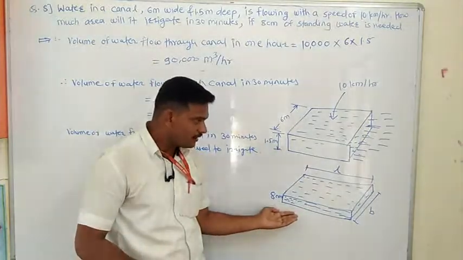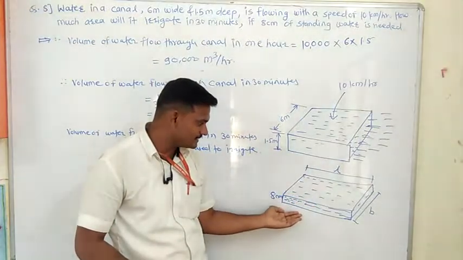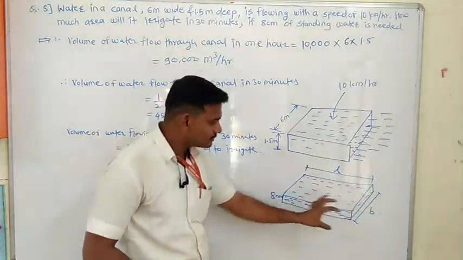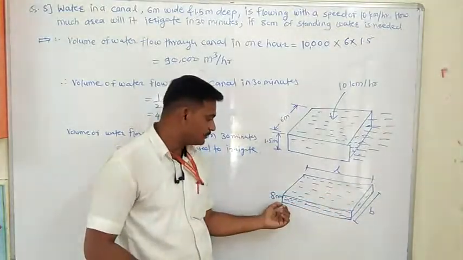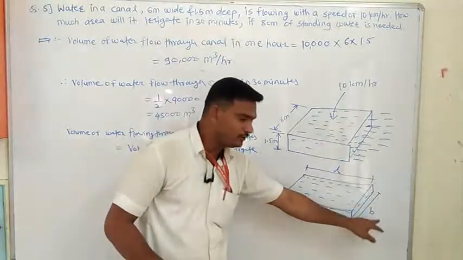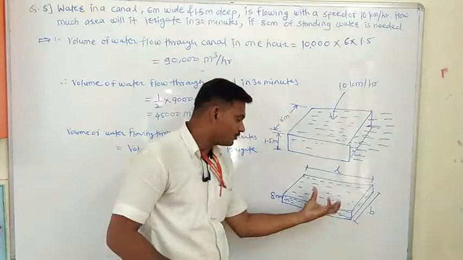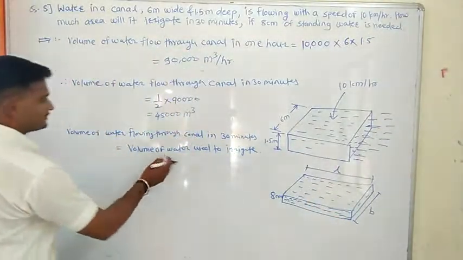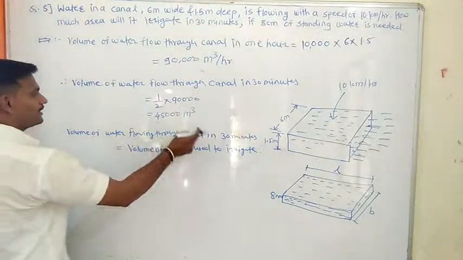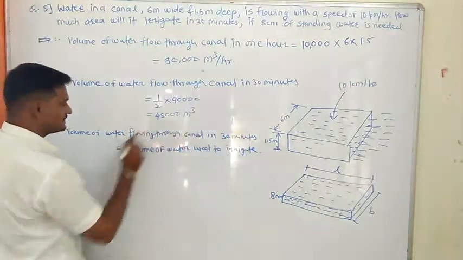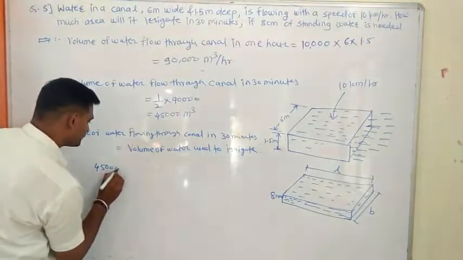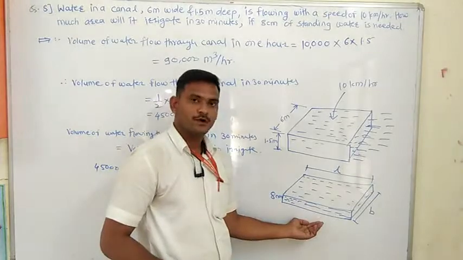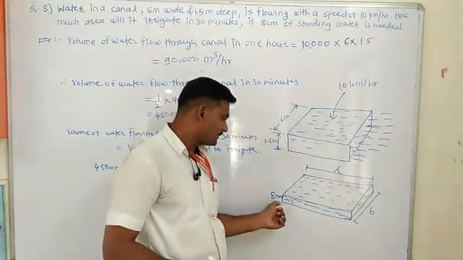That is, the volume of water used for irrigation is equal to height into length into breadth. It is also in the form of a cuboid only, na? Therefore, we have to use here this 8 centimeter into L into B. It is the volume of water used for the irrigation purpose. Volume of water flowing through canal in 30 minutes is equal to 45,000 meter cube. We know this.